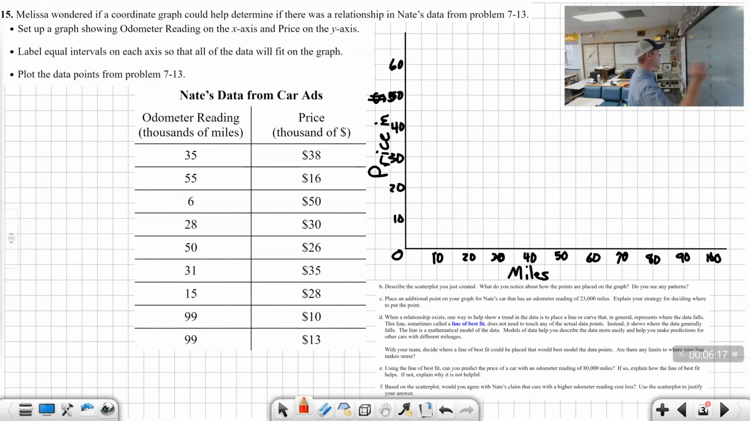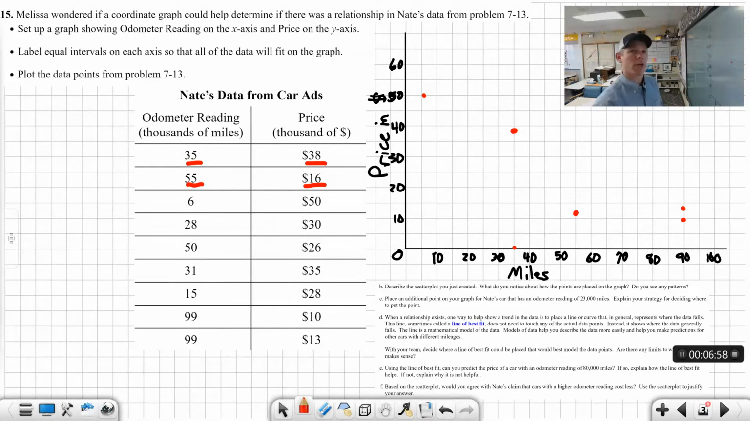So for example, my first coordinate, 35, 38. So I go to 35. I don't put a dot there. I'm showing you. 0, 35, and then I go up to 38-ish, would be somewhere in there. And then my next one, 55, 16. I go 55, there's 15, so 16 is like right there. You're going to go through and you are going to plot this information. Pause the video, plot all the points now.